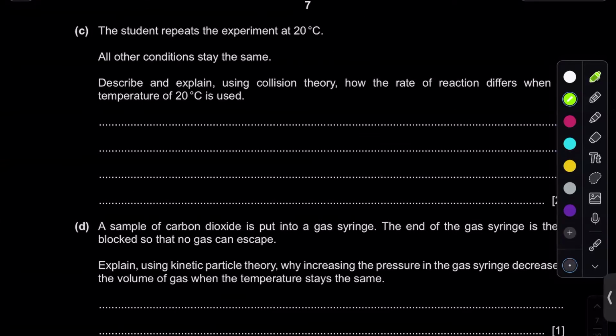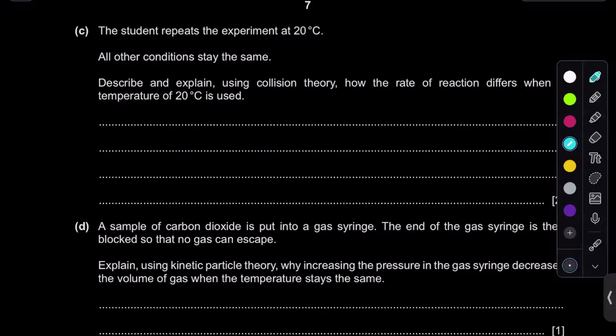The diagram repeats the experiment at 20 degrees Celsius. The temperature, now he has, I think, lowered it. Yeah. Describe and explain using collision theory how the rate differs. So temperature is lower, so there's lower kinetic energy of particles. Now when the energy itself is lower, their collisions will not be as rapid. This means we can say there is lower frequency of successful collisions. Yeah, fewer particles have kinetic energy more than activation energy, so fewer successful collisions.